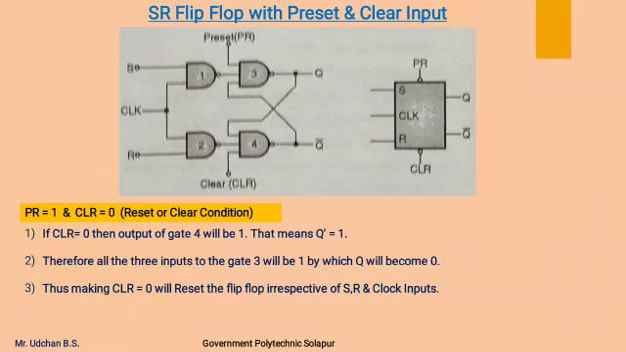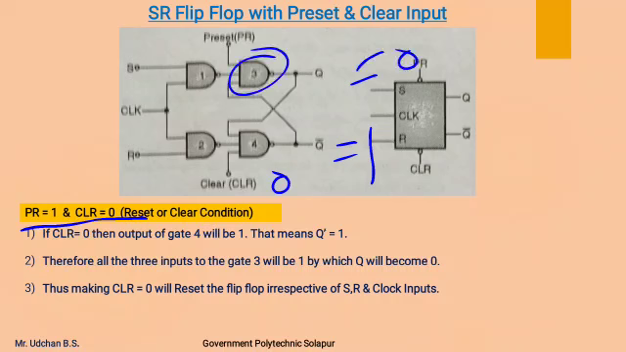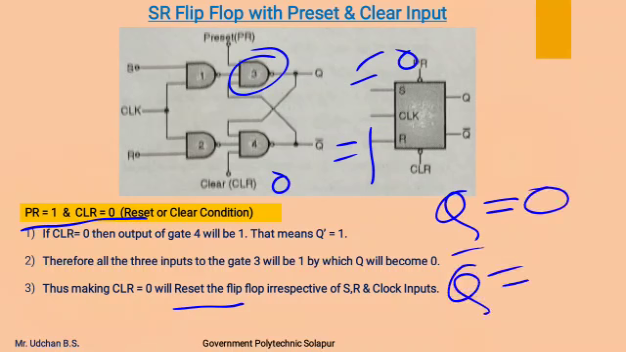Next we will see the condition in which the value of preset is 1 and clear is 0. As the value of clear is 0, Q complement will become 1 and Q will become 0, as all the inputs to gate 3 are 1. So by making the clear terminal 0, we can reset the flip-flop irrespective of the values of SR and clock inputs. That means the value of Q will be 0 and Q complement will be 1 before we start the operation of the SR flip-flop.